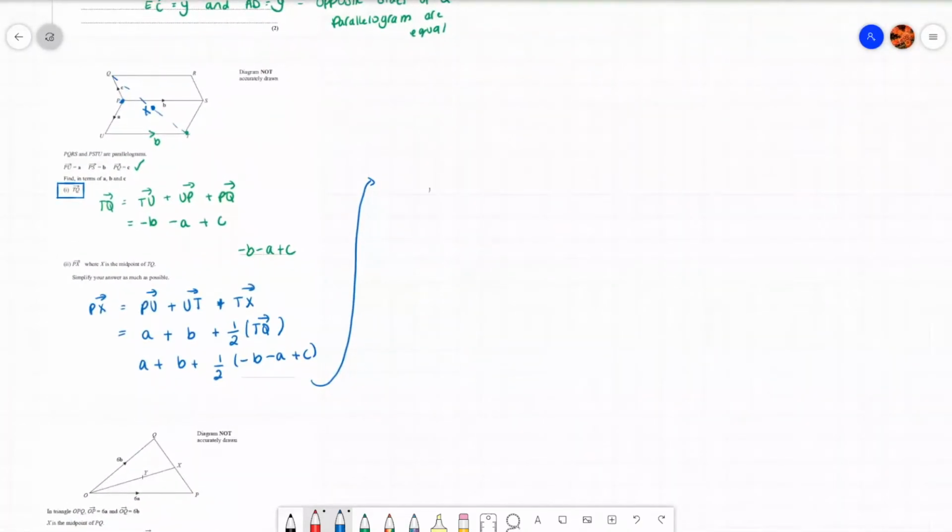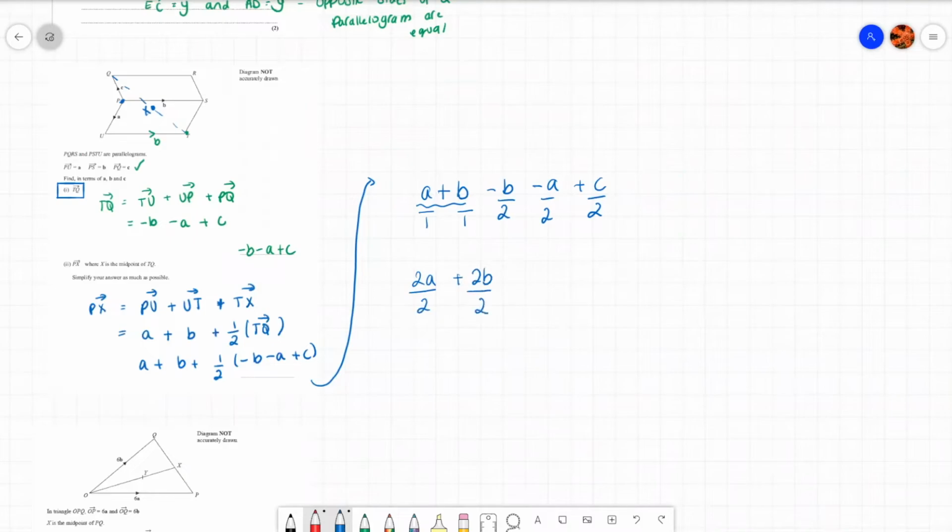Okay, so I've got A plus B. Right, a half times minus B, I'm going to do is minus B over 2, minus A over 2, plus C over 2. Now I can add all this together at some point, but I'm just going to put them under a common denominator. I'm going to put both of these under 2. So at the moment the denominator is 1, so I'm going to times it top and bottom by 2. So 2A over 2 plus 2B over 2 minus B over 2 minus A over 2 plus C over 2.